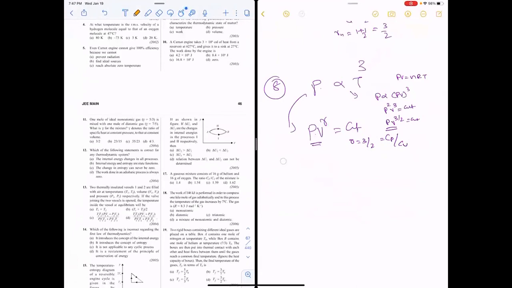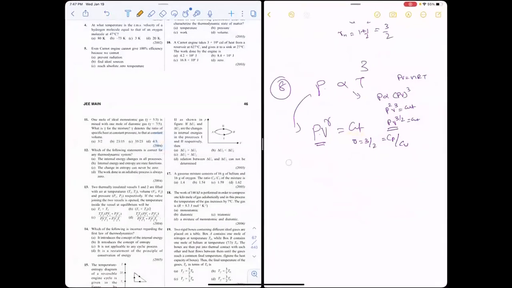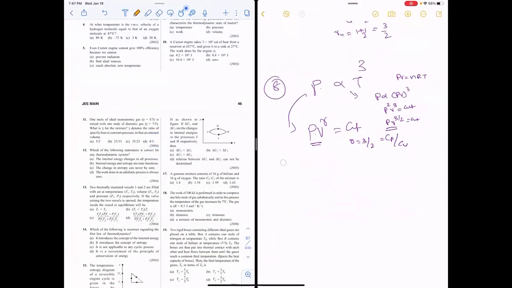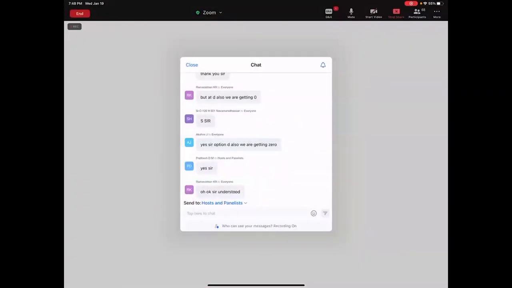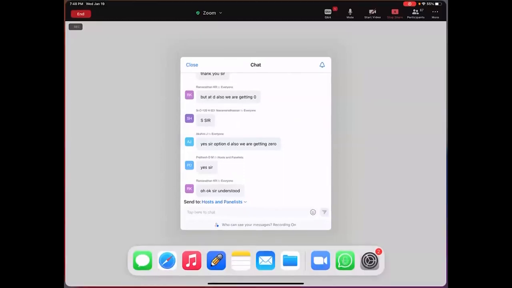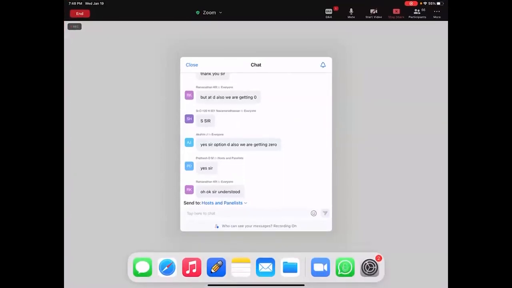Seventeenth question. Okay, time is up, I guess. Any questions till now? Understood? If you can, take a screenshot. You can do that as homework.